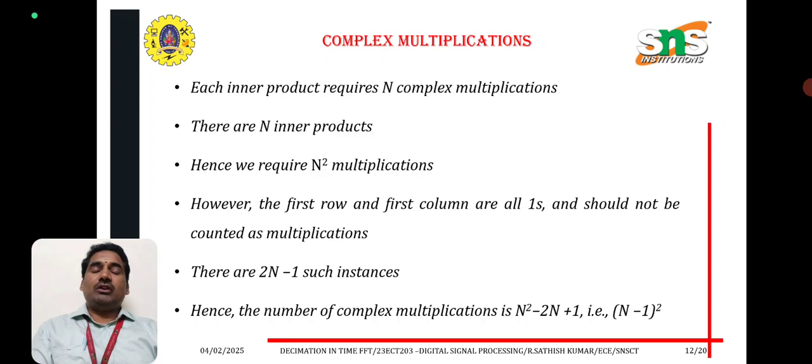Next, what are all the multiplications and additions involved in Radix-2 DIT FFT? Each inner product requires N complex multiplications. There are N inner products. We require N squared multiplications. Right? There are 2N minus 1 such instances. Therefore, the number of complex multiplications is nothing but N squared minus 2N plus 1, that is N minus 1 the whole squared. Right?